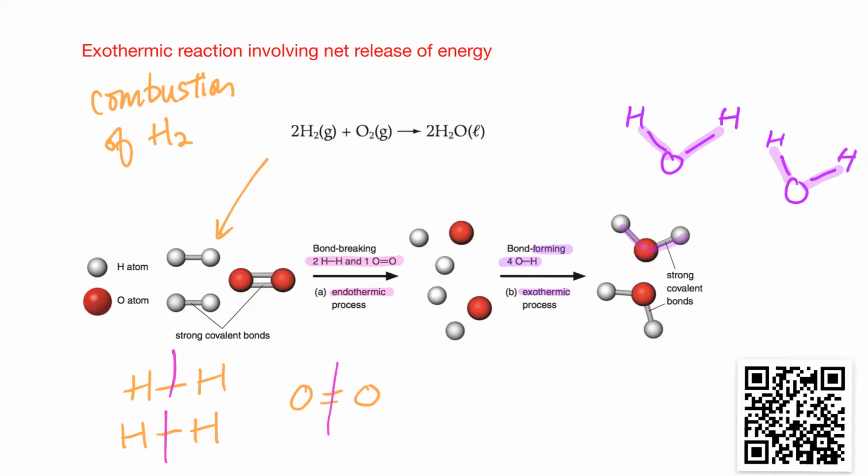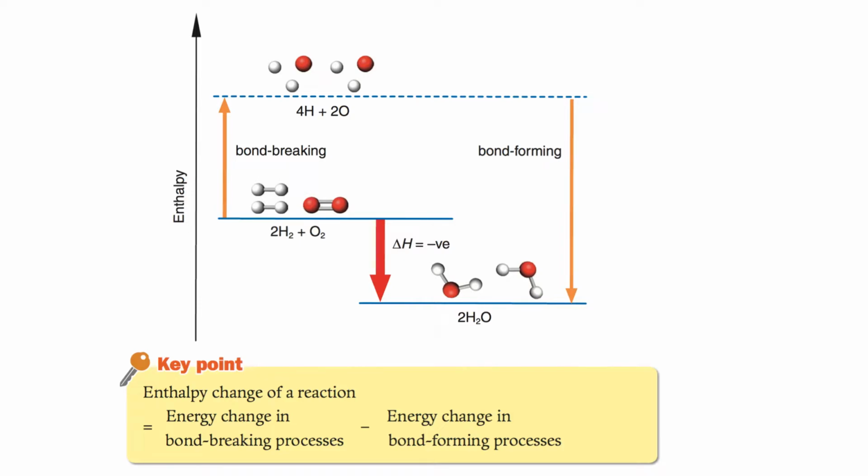Actually, it involves bond breaking to break the reactants down into atoms, and then a bond forming process to form the products. So if we put them into an enthalpy level diagram, you'll see something like this. At the beginning, the reactants are at some random position. So you see that we have H2 and O2.